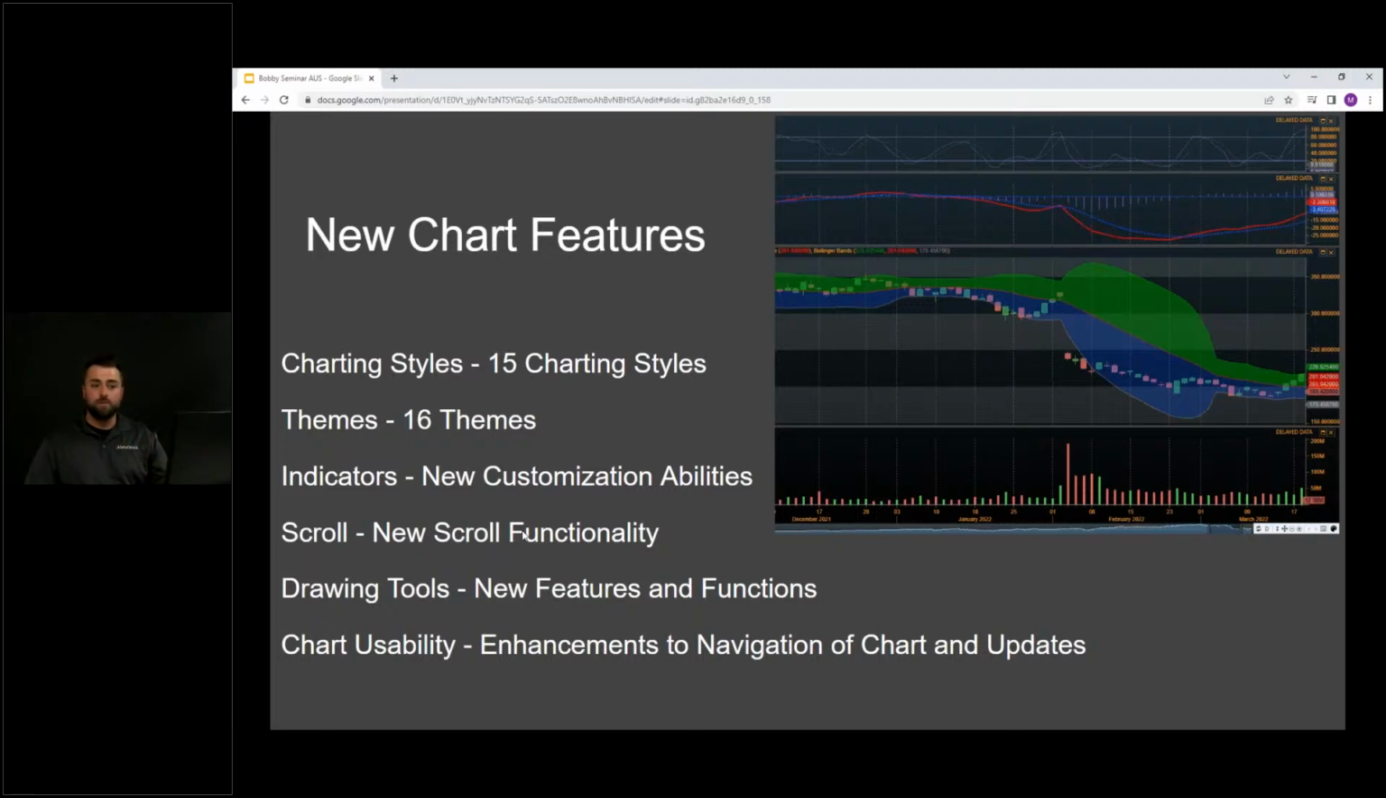So that's really cool. I was showing you guys some of the new scroll features too that you can utilize. This blue bar down here, you can just click on it anywhere and it changes the amount of data that you're looking at, and it's easy to scroll through or click through now. We've done some significant enhancements to our drawing tools and the chart usability.